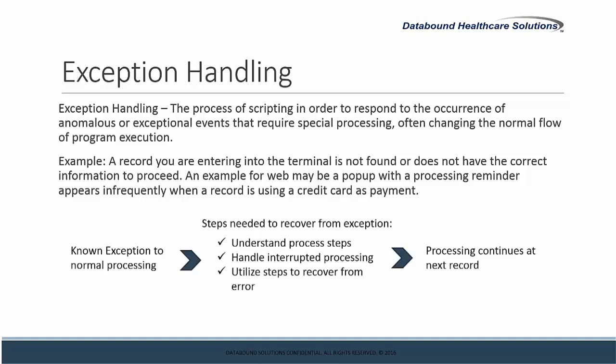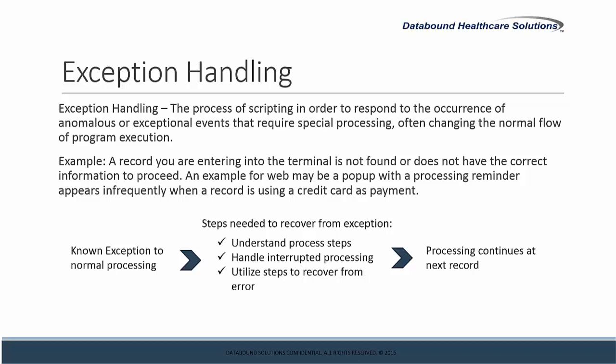An example here, on the left-hand side, is a known exception to normal processing. And then on the right is our goal of processing continuing at our next record. We don't necessarily want our process to crash at that point. We want to be able to skip that record, maybe log out some information saying that it was skipped, and then go back up to the next record and keep going so that it finishes out your process and generates a report for us saying what things haven't been processed.